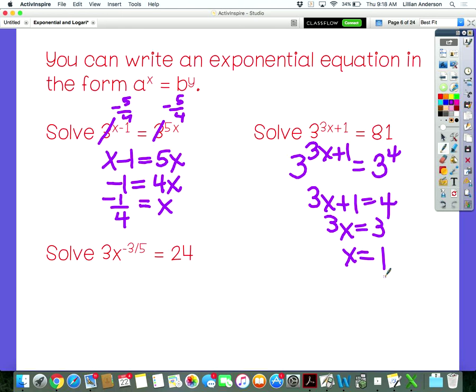Double check and plug in. What's 3 times 1, plus 1? It's 3 to the 4th, 81.